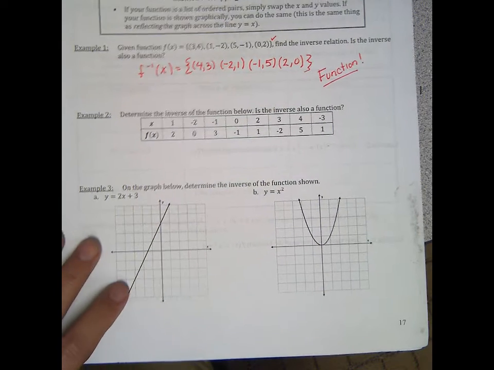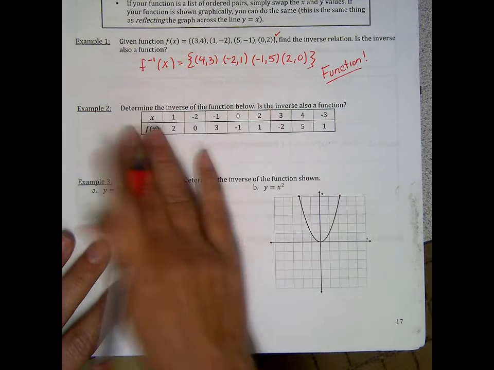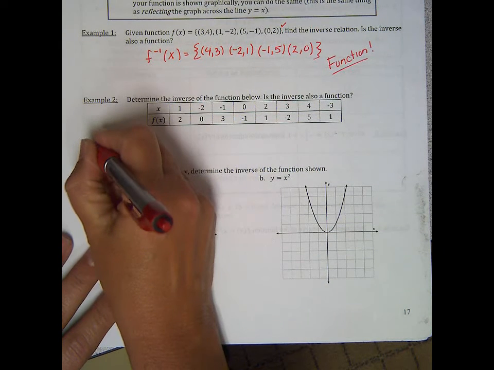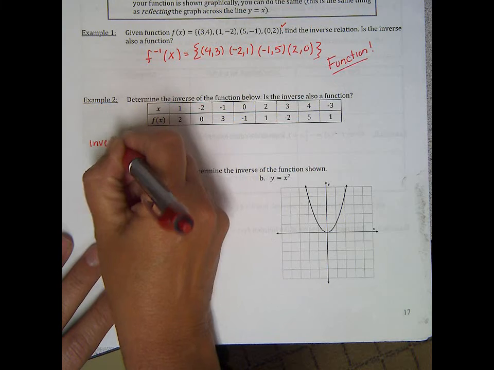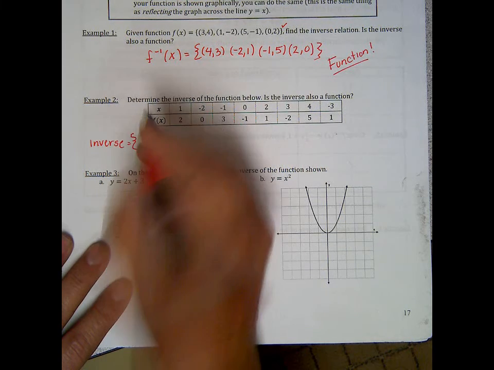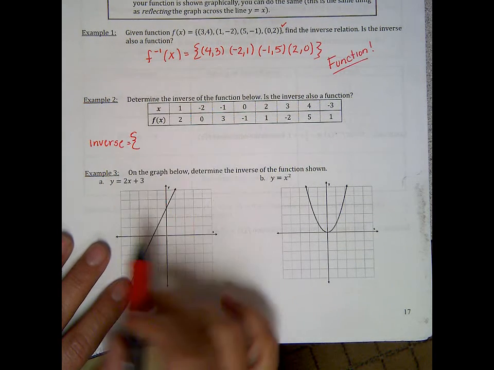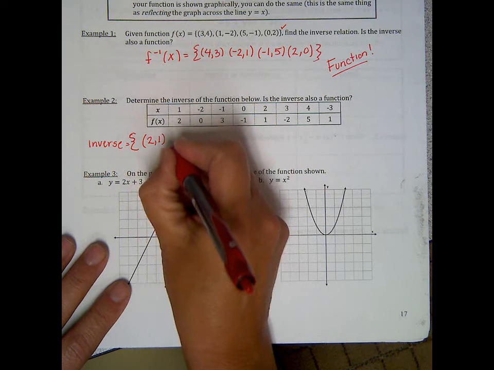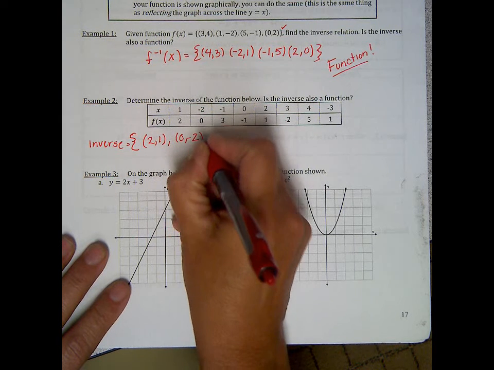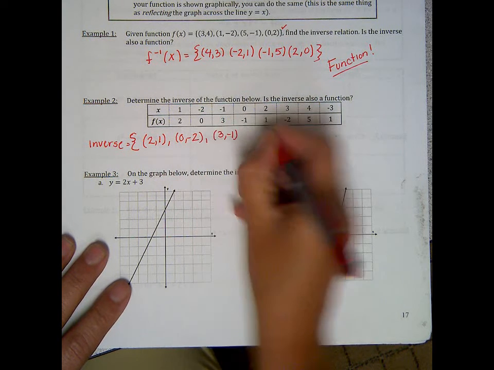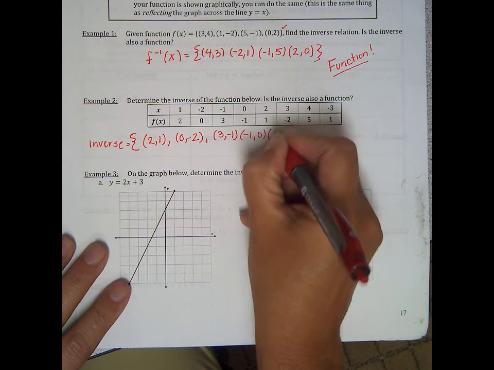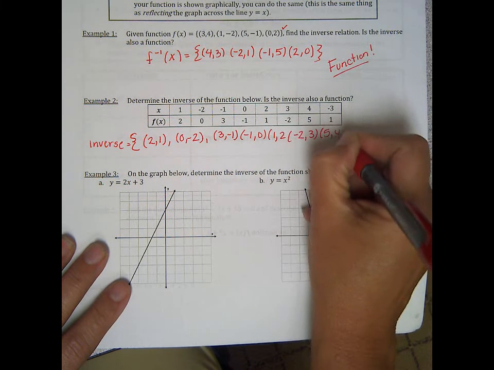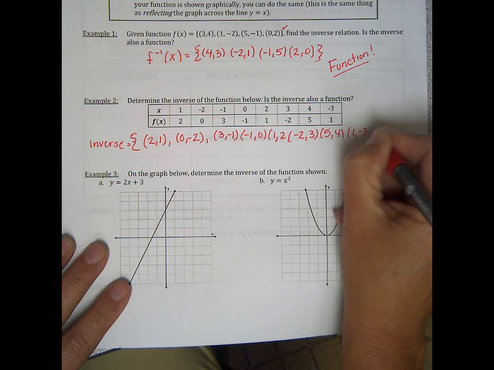Okay, so determine the inverse of the function when you're given ordered pairs listed in a table. So again, your inverse would be to switch all those x and y's. When you write little curly brackets here, it just means each point that's listed. So instead of 1, 2, we have the point 2, 1, 0, -2, switching my x and y's, 3, -1, -1, 0, 1, 2, -2, 3, and 5, 4, and 1, -3.